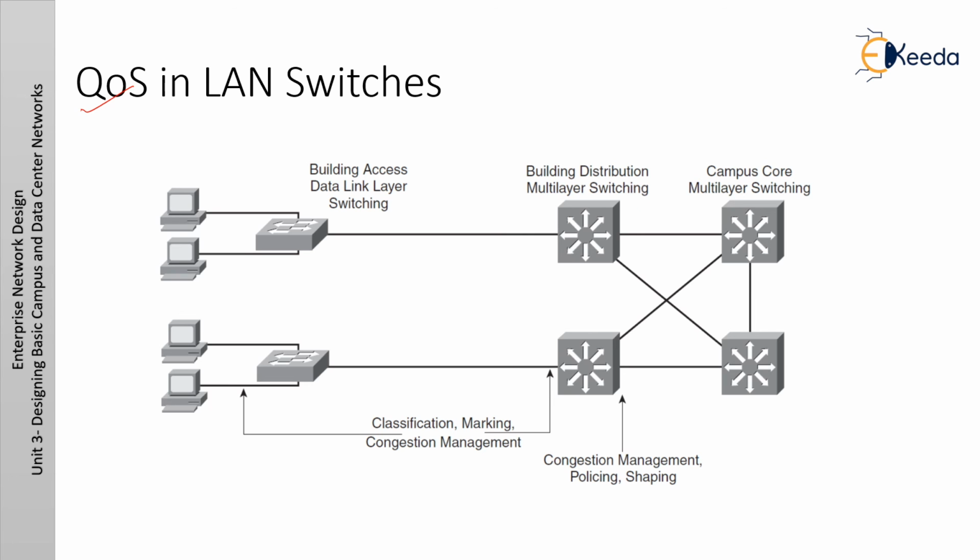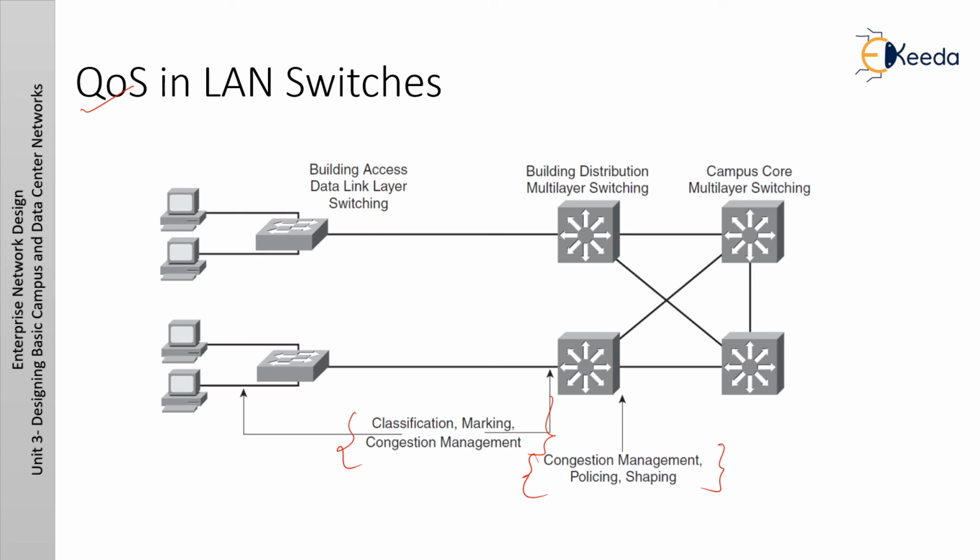In this particular figure, where the various categories of quality of services may be implemented in LAN switches: building access, data link layer switching, building distribution, multi-layer switching, congestion management, policing and shaping, classification, marking, and congestion management. So these are the different parts where we have implemented things like classification, marking, congestion management, policing, shaping.